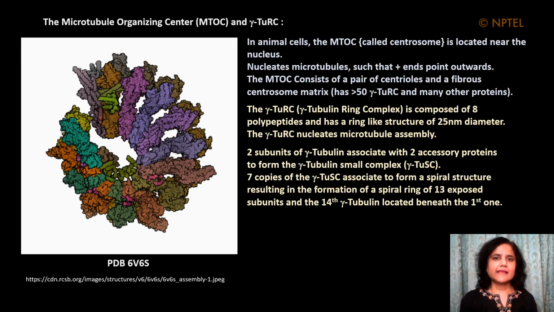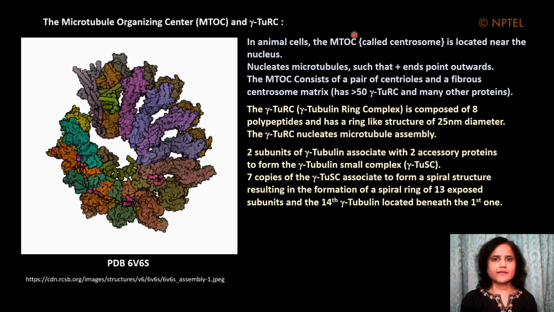In animal cells, the MTOC, or the microtubule organizing center, which is also known as a centrosome we just discussed, is located near the nucleus. It nucleates microtubules such that the plus ends point outwards. So the minus ends are towards the centrosome, whereas the plus ends of the microtubules are radiating and pointing outwards.